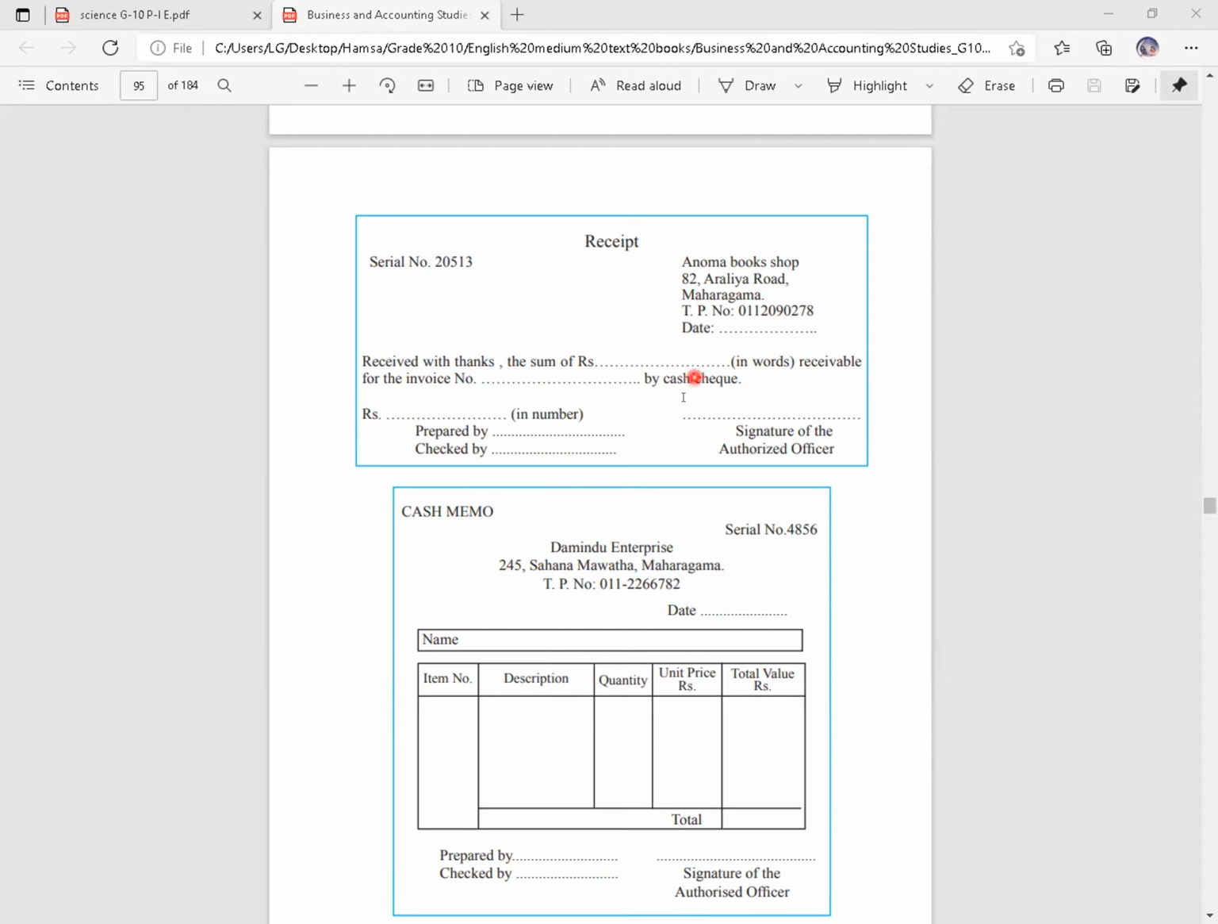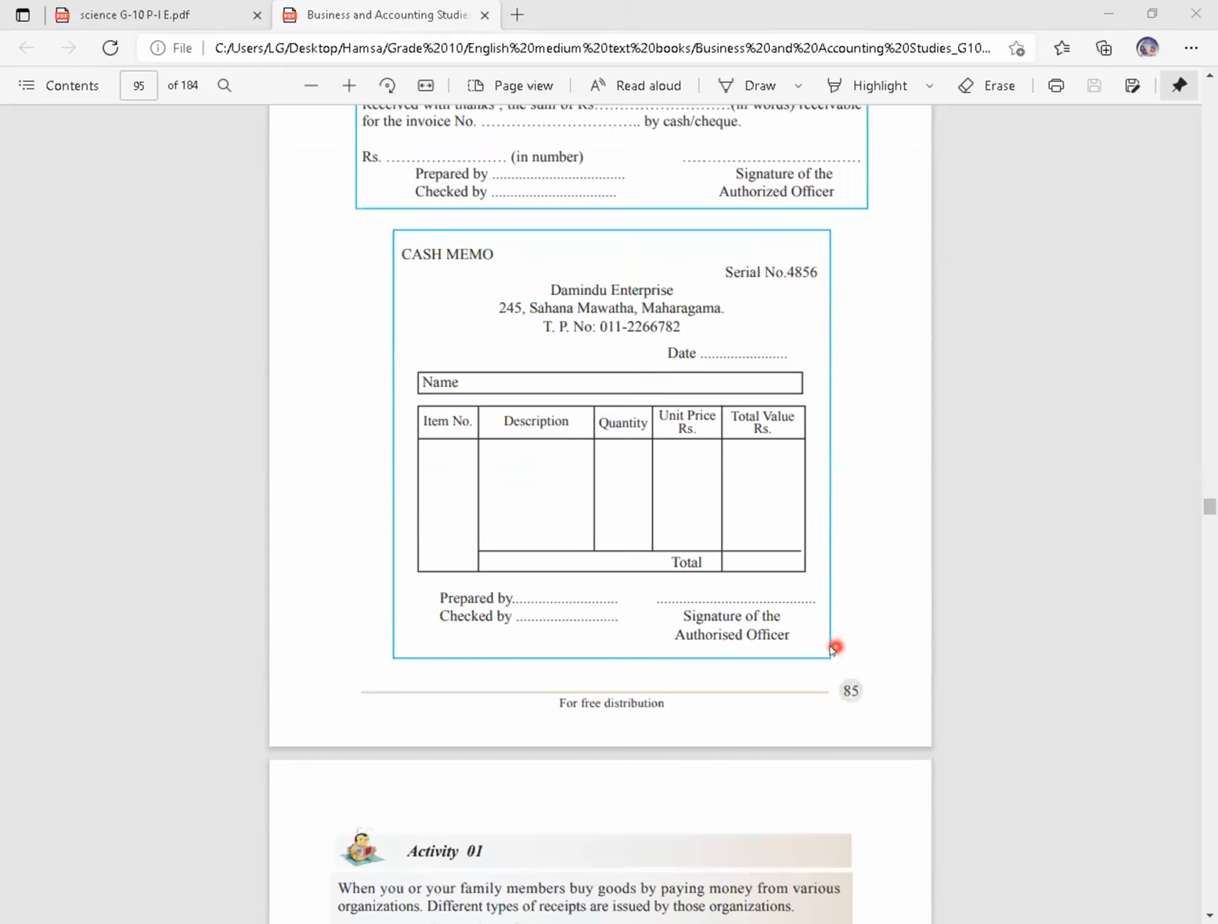And also you should mention whether the money is received by means of cash or cheque. And the number, who has prepared it, who has checked it, and the signature of the authorized officer. Everything should be there, right? This is the format of the cash memo.